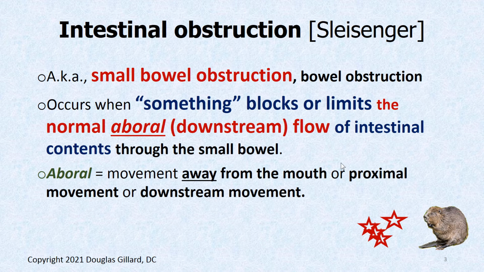So it's officially when something blocks or limits the arboreal flow of intestinal content through the small bowel. You could see a question like that. Arboreal is downstream flow of intestinal material, fecal material, away from the mouth toward the anus.